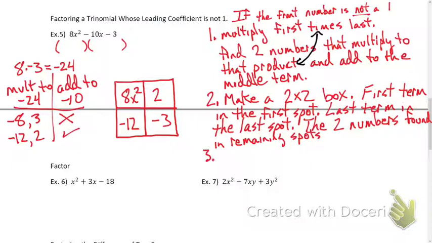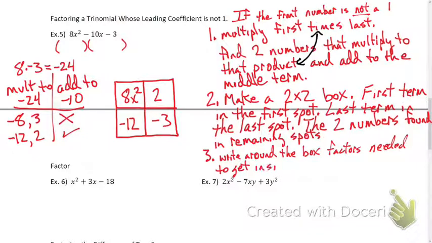Step 3. This one's hard to describe. Right around the box, outside of the box, factors needed to get inside values. So, this one is just kind of understood what to do, and that's your answer. That's the answer.